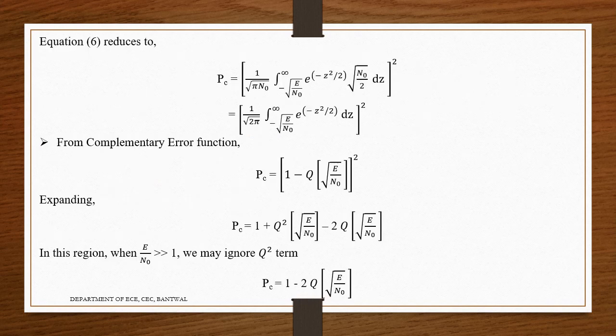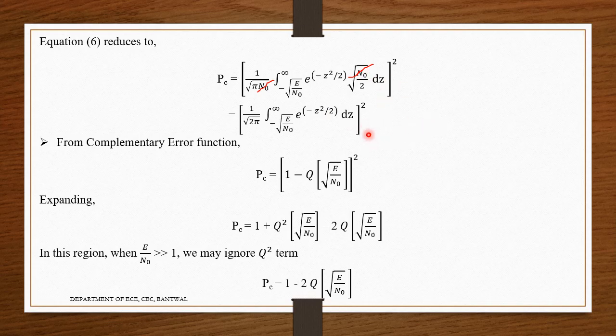So this is how equation 6 becomes Pc equals 1 by pi N0 times the integral from minus the square root of E by N0 to infinity of e raised to minus z square by 2 into the square root of N0 by 2 dz, the whole square, because I have conditioned that both are the same. So it will become a square. This N0 and this N0 get cancelled. And 1 by 2 pi, the 2 goes here: 1 by 2 pi times the integration from minus the square root of E by N0 up to infinity of e raised to minus z square divided by 2 dz, the whole square.